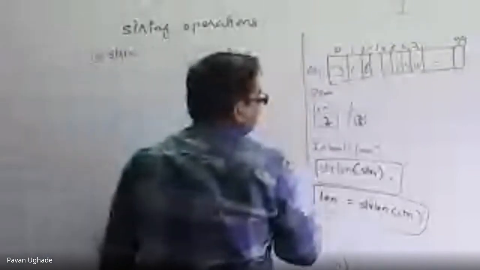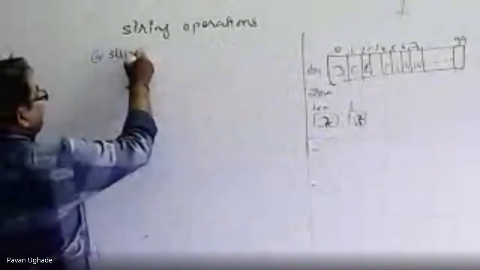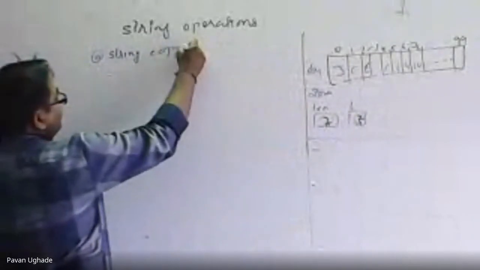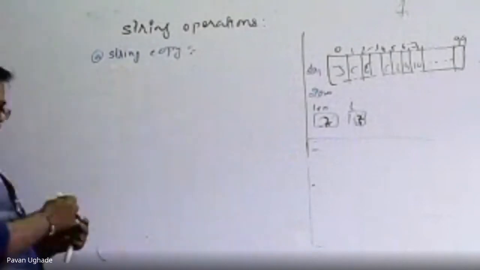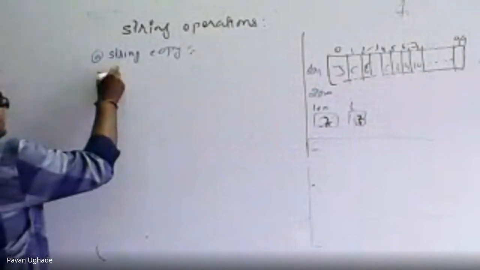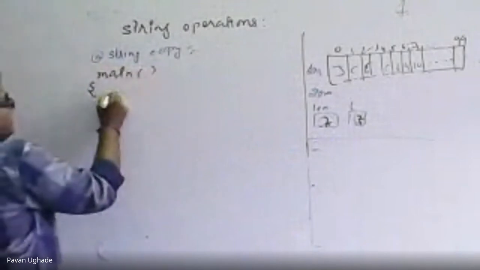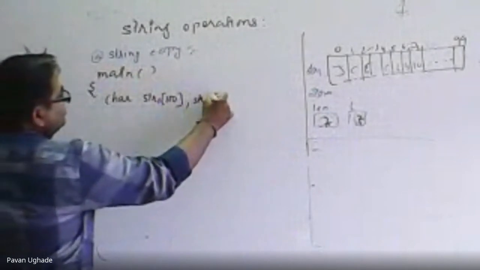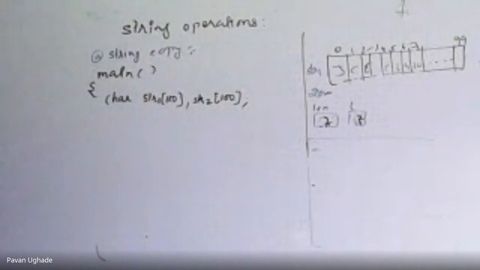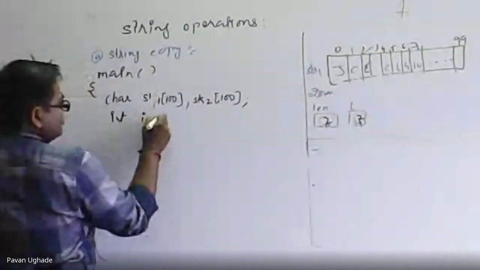The next function is string copy. We will be copying one string to another. So basically, we require two strings in this case. Let's assume I start with main, and here we are going to write character str1 of 100, and as I mentioned, two strings. We require one integer index value also, so integer i, which you can initialize equal to 0.